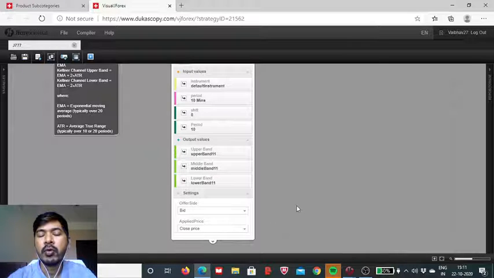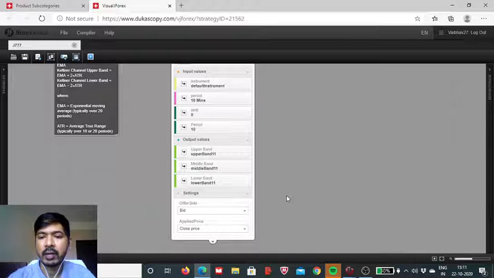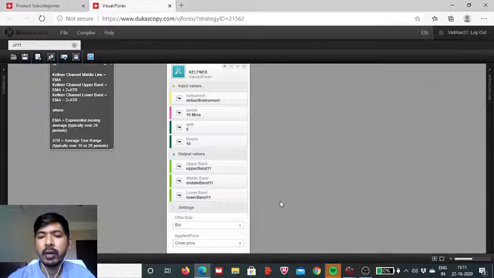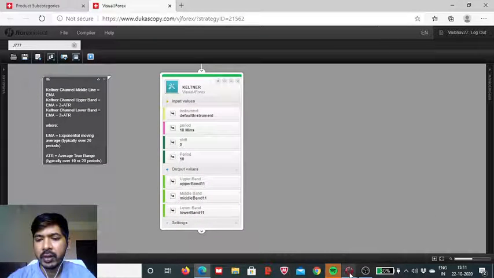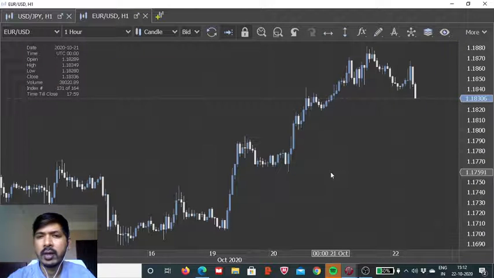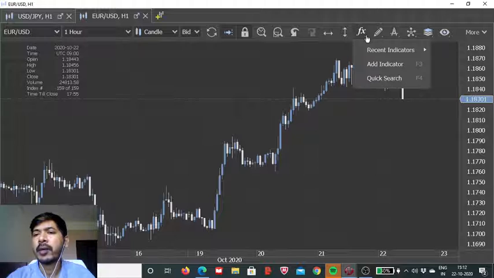And also for the EMA, we have to see what applied price we want to take into account, whether the closing price or high price or low price. All the options are provided to us. So we have to decide it as per the requirement of the setup. Let us head to the JForex platform where we will add the Keltner channel to the charts.